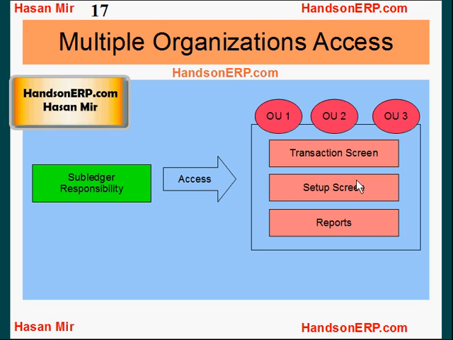You can go to a certain setup screen and you can see the setup of different operating units without switching responsibilities back and forth. And when you run reports, you have a parameter for operating unit and you can control for which operating unit you are running the report, and there are certain reports that you could run for multiple operating units as well.